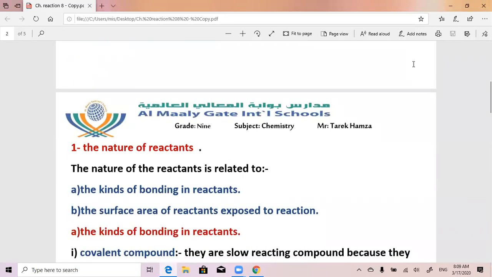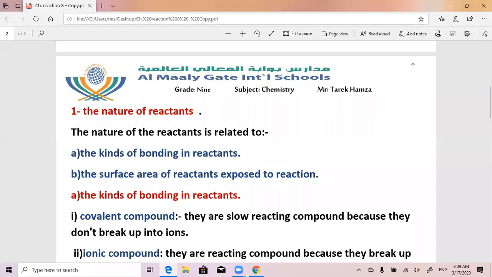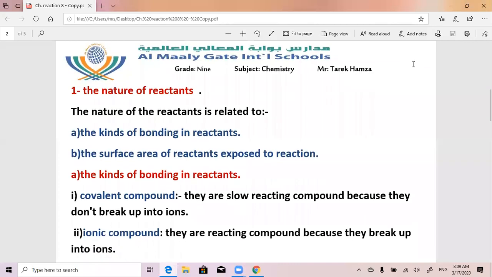We are going to explain the first factor. It's called the nature of reactants. Again, nature of reactants mean how the reactants appear in a chemical reaction. بمعنى تاني طبيعة المواد المتفاعلة الداخلة في التفاعل. طيب. The nature of chemical reactants is related to two kinds. The kind of bonding in reactants and the surface area of reactants exposed to reaction.